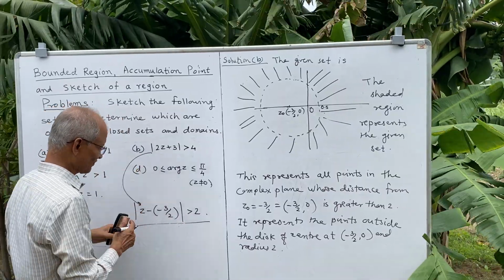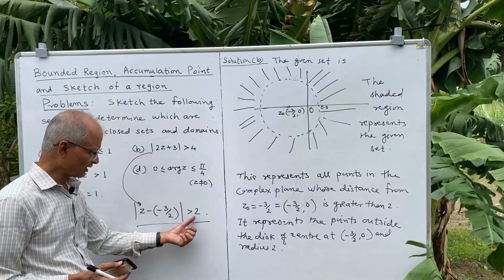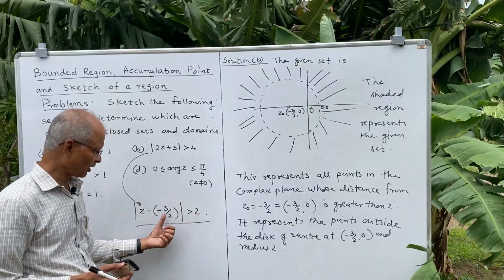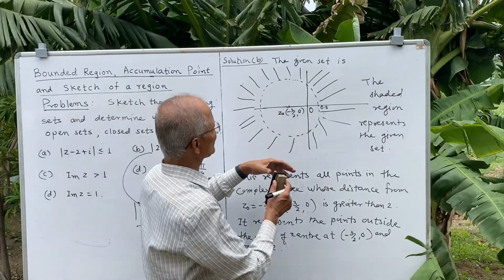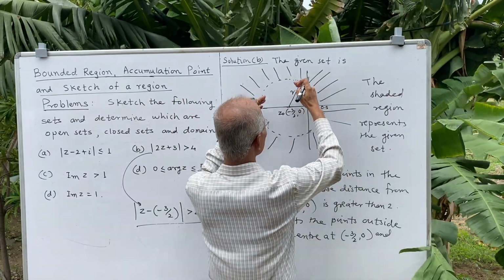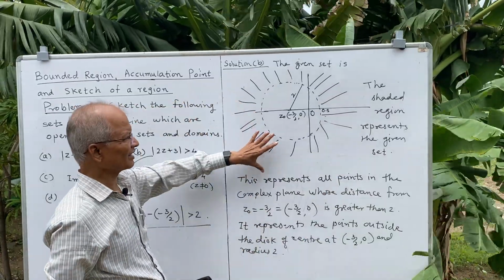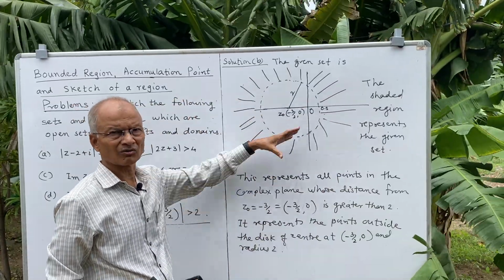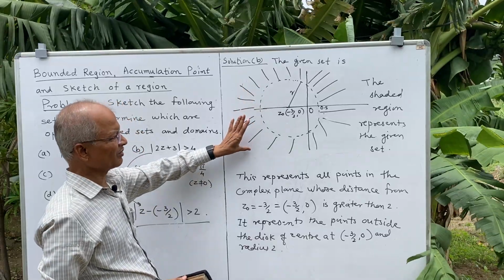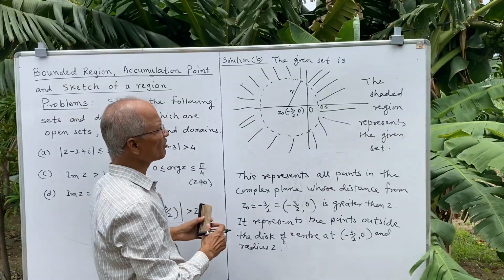This is equivalent to this, and if you see this, then those points which are at a greater distance than 2 from this point. So this distance is 2, and those points which are greater than distance 2 will be in this set, that is outer points, all outer points. This is actually an unbounded set, and this is an open set because its boundaries are open.